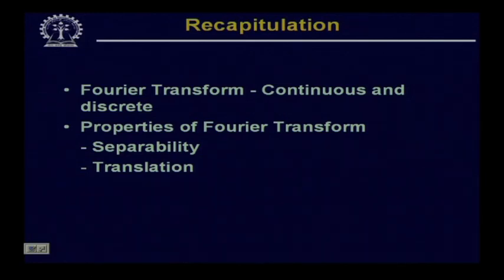Today, we will continue with our lecture on the Fourier transformation, and we will see the other properties of the Fourier transformation, and we will talk about how to implement Fourier transformation in a faster way, that is, we will talk about the fast Fourier transformation algorithm.